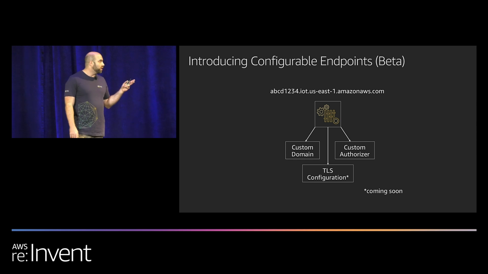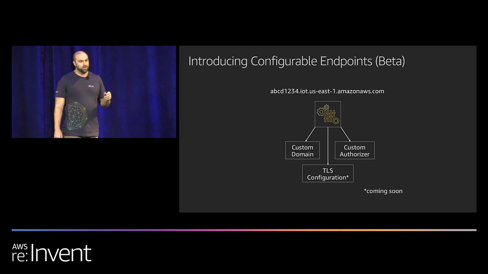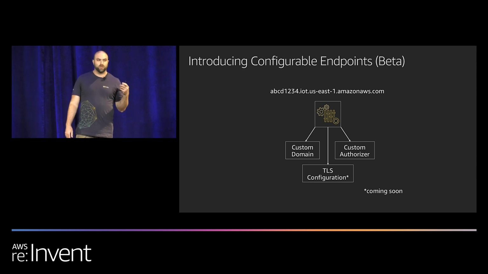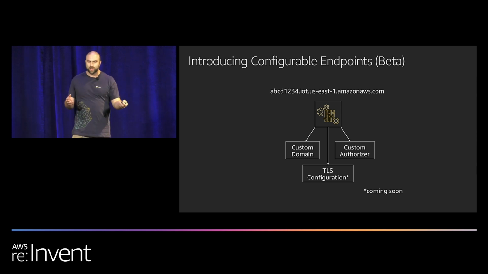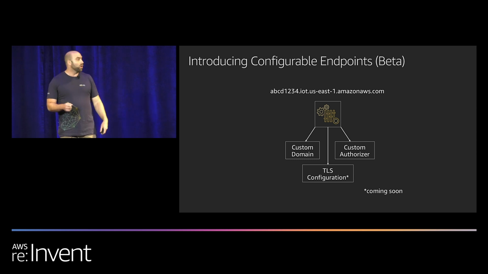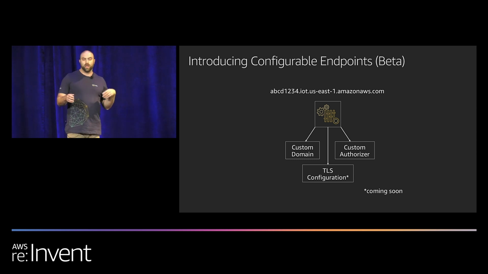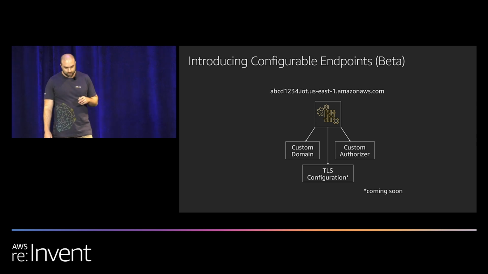These two configuration options are available today, and in the near future, we will enable certain TLS configurations on your endpoint. This would be things like the minimum TLS version to support, or which cipher suites to support. For instance, if you wanted to ensure that only elliptic curve cipher suites could be used on your endpoints. Or even things like enabling and disabling certain TLS extensions, for instance, maximum fragment length negotiation.